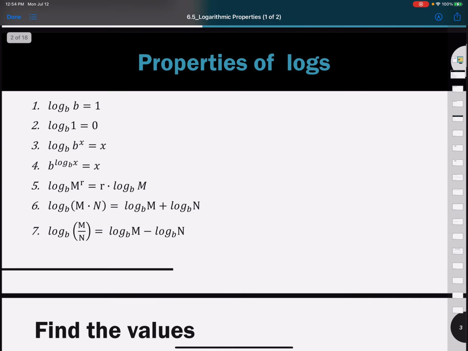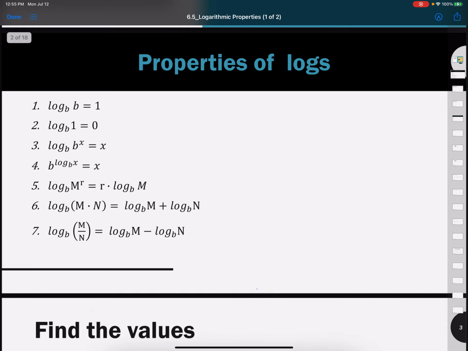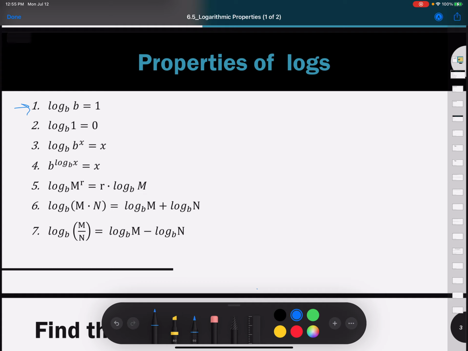Okay, so today we're going to talk about logarithmic properties. So let's go over some of the properties of logs. Number one, some properties of logs. Log base b of b is equal to 1.